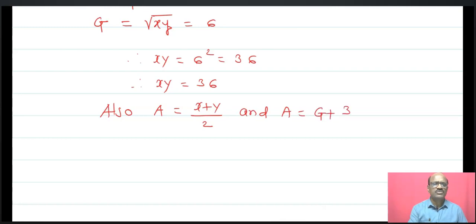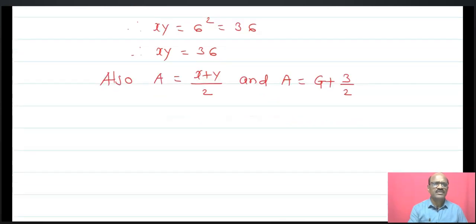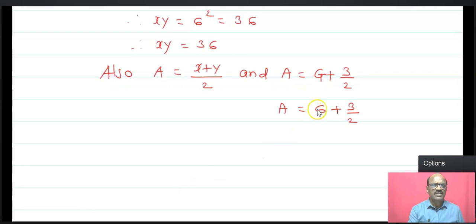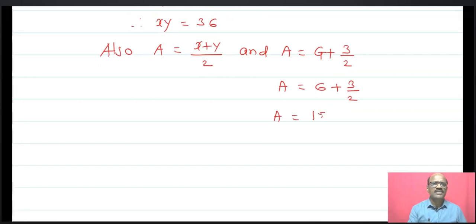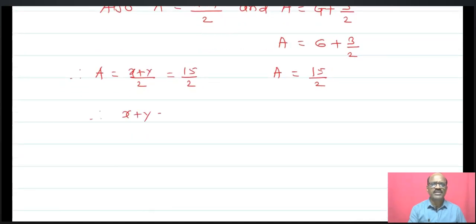A is equal to x plus y upon 2, and what is the value of A? A is G plus 3 by 2. Now here we will substitute the value, that is 6 plus 3 by 2, and their multiplication, that is 12 plus 3, that is 15 by 2. Now see this here. A is equal to 15 by 2. Therefore, A is equal to x plus y upon 2, and that is equal to 15 upon 2. The 2 gets cancelled on both sides. x plus y is equal to 15.